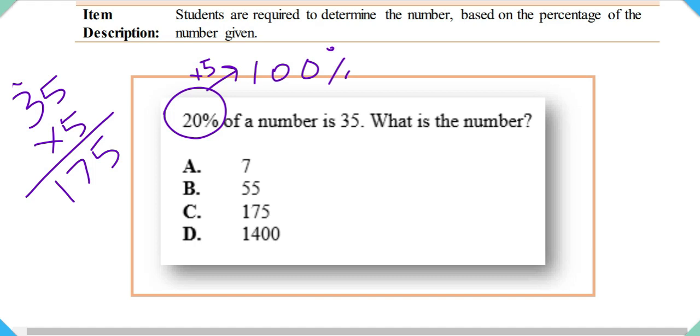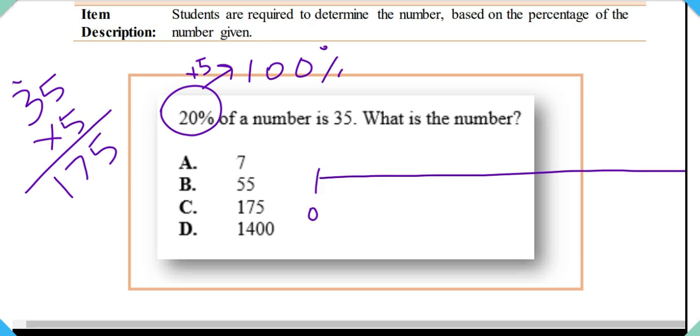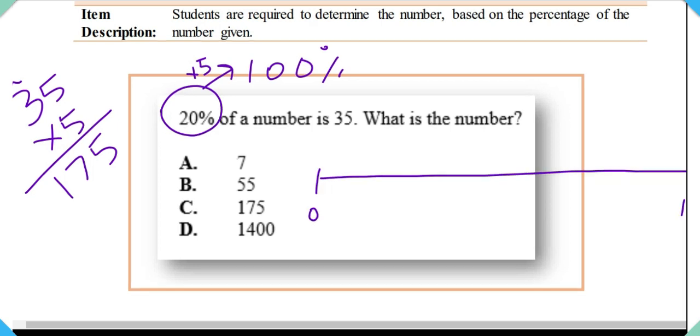Now, another way that we can solve this is by drawing our handy-dandy number line. We are going to divide our number line into 20% parts, so 5 equal parts.